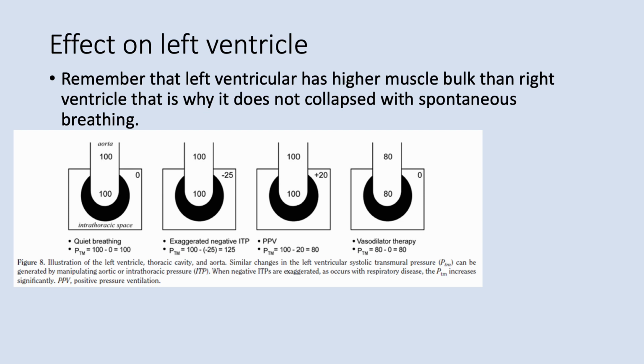What makes the left ventricle unique, as we explained earlier in this presentation, is the muscle wall thickness that does not allow the pressure transmission toward the right side. And here, positive pressure ventilation also plays an important role in the left ventricle. So let's try to understand that by those 4 scenarios.